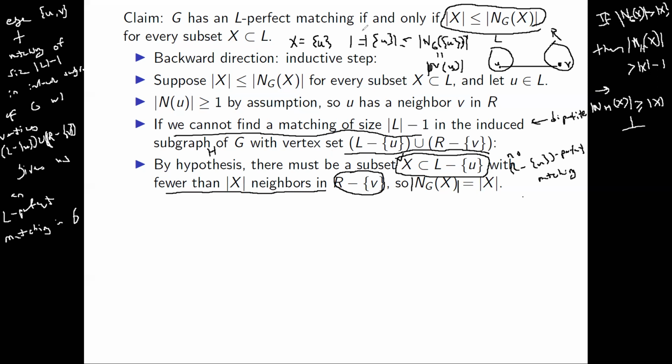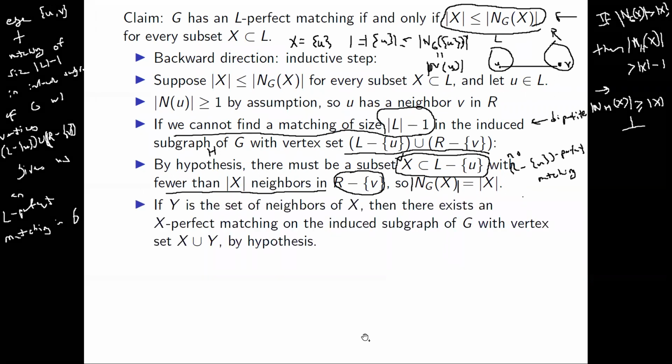So this is why the size of the neighborhood of X in G has to be exactly cardinality of X. Before, we were able to say it was greater than or equal to cardinality of X by the assumption at the top, but using this assumption, the fact that we cannot find a matching of size cardinality of L minus 1 in this induced subgraph, it gives us this X for which the cardinality of the neighborhood of X in G is exactly cardinality of X. And then we'll give a name to the set of neighbors of X. We'll call that Y.